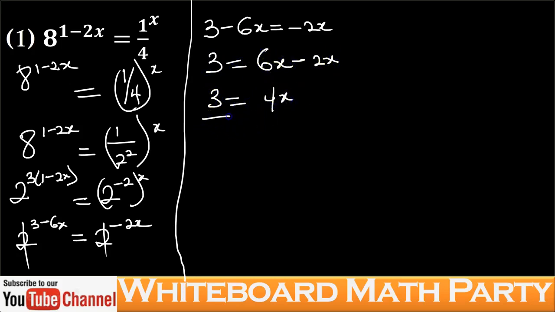Dividing both sides by the coefficient of x, which is 4, means I will have 3 over 4 on the left hand side and 4x over 4 on the right hand side. This leaves me with 3 over 4 for x. 3 over 4 is equal to x. Therefore, our x is exactly the same thing as 3 over 4. Okay, the value of x has been found for the first equation.